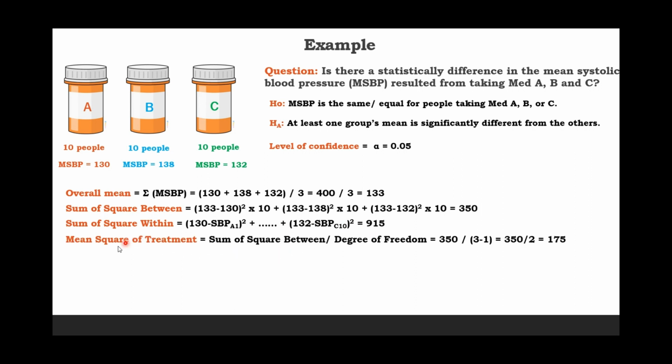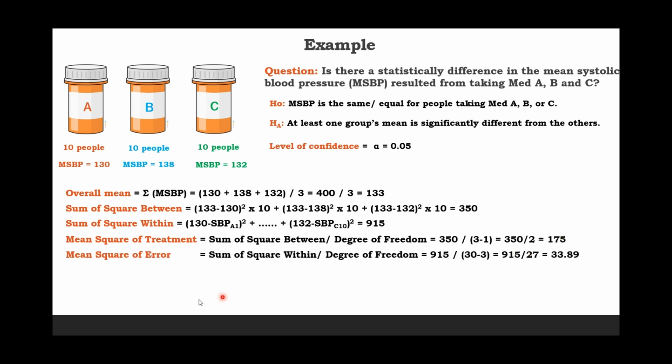Next step, I will calculate the mean square of treatment, which equals the sum of squares between divided by its degrees of freedom, which is the number of groups minus 1, and I got 175. Next, I will calculate the mean square of error, which equals the sum of squares within divided by its degrees of freedom, which is the number of samples, here 30, minus 3, the number of groups, and then I got 33.89.